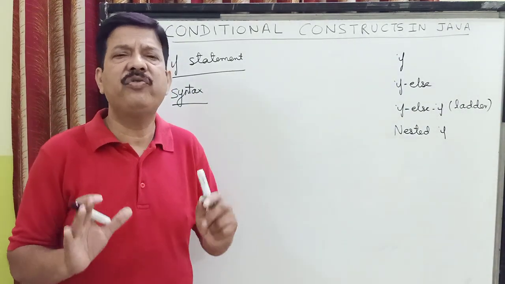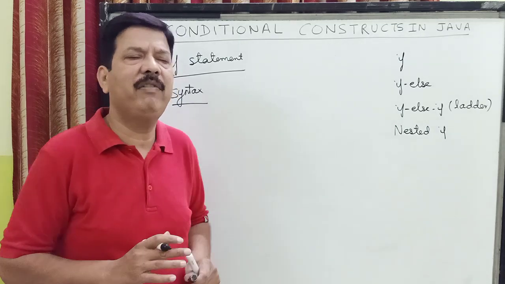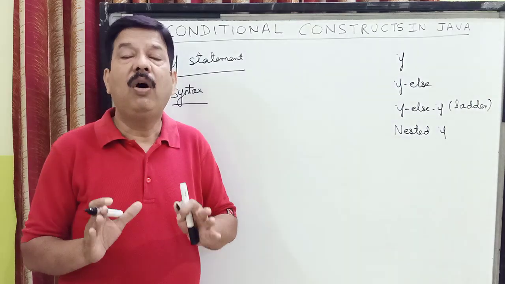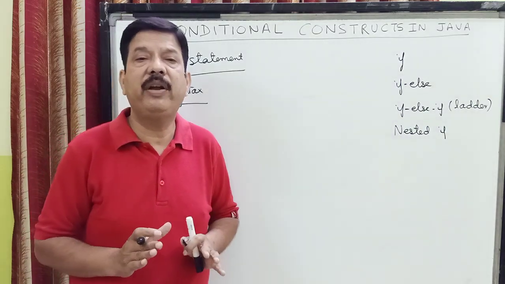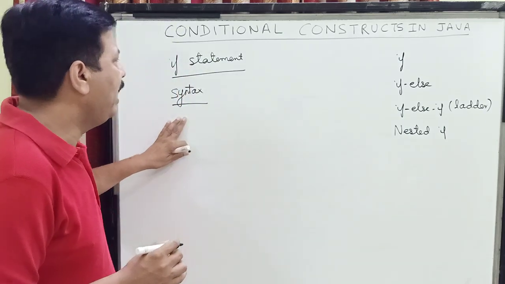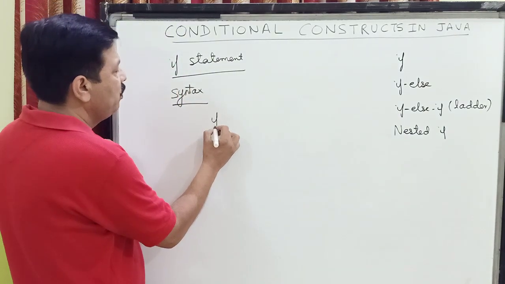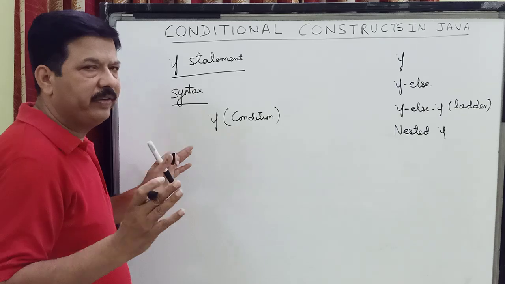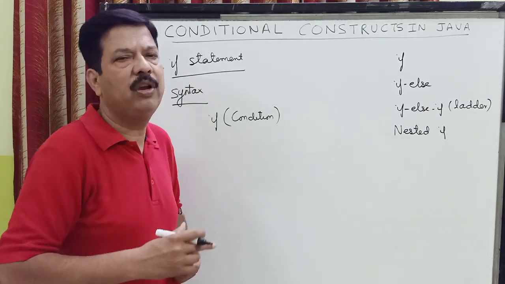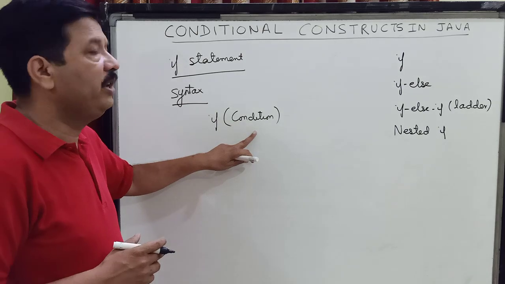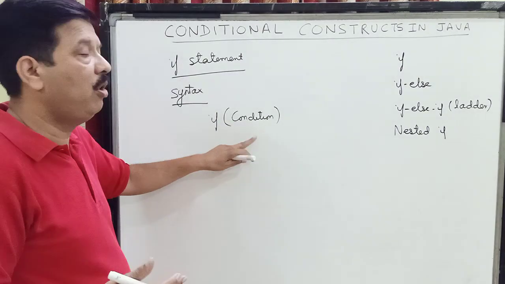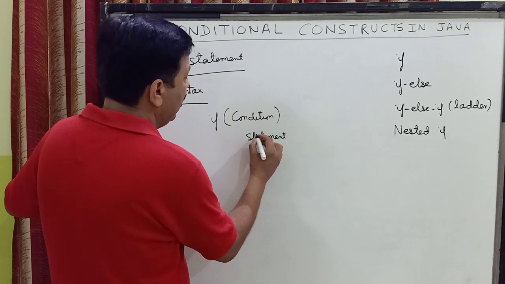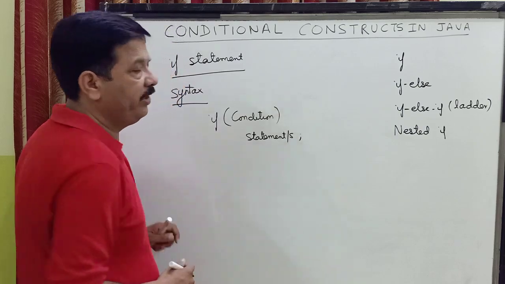Children, every statement which we are going to study in Java or any programming language, we write its syntax. Syntax means the way of writing this statement in the program. So for the syntax, we say that we use the if statement, then we write the condition. This can be a single condition or multiple conditions joined with a logical operator. And as you all know, a condition returns either true or false. So after that I write a Java statement, and it can also be a set of Java statements.